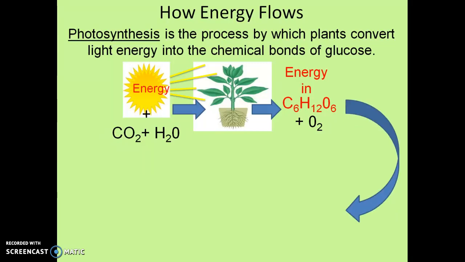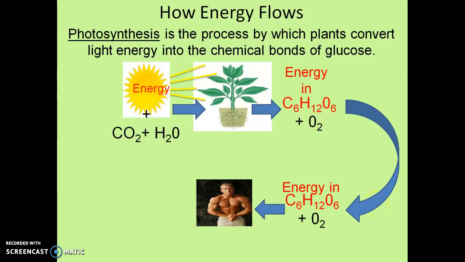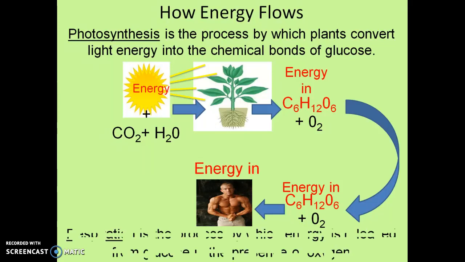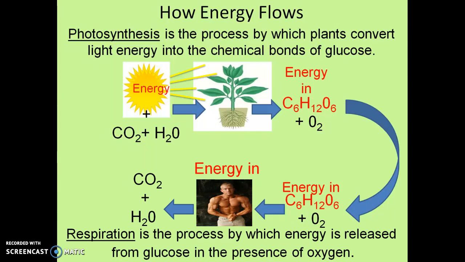Then the other part of this chapter, we're going to talk about how we, as organisms, eat glucose and breathe in oxygen. And as we do that, we are able to get the energy we need to build up our muscles, maintain homeostasis, all that good stuff. And then we let out carbon dioxide when we breathe, and we also let out water. Our bodies make water. You release water from your body in many ways, one of them being urination.